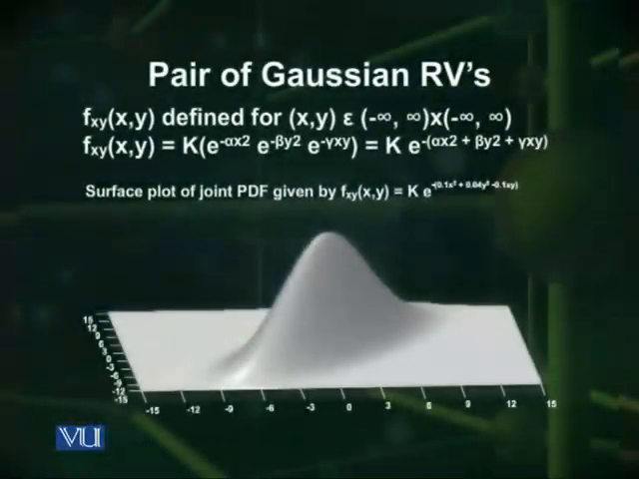So I have started with two Gaussian random variables with densities of e raised to power minus 0.1 x square, and the other random variable was e raised to power minus 0.04 y square. I have multiplied the two, and then I have chosen another factor, which is e raised to power minus 0.1 x y.